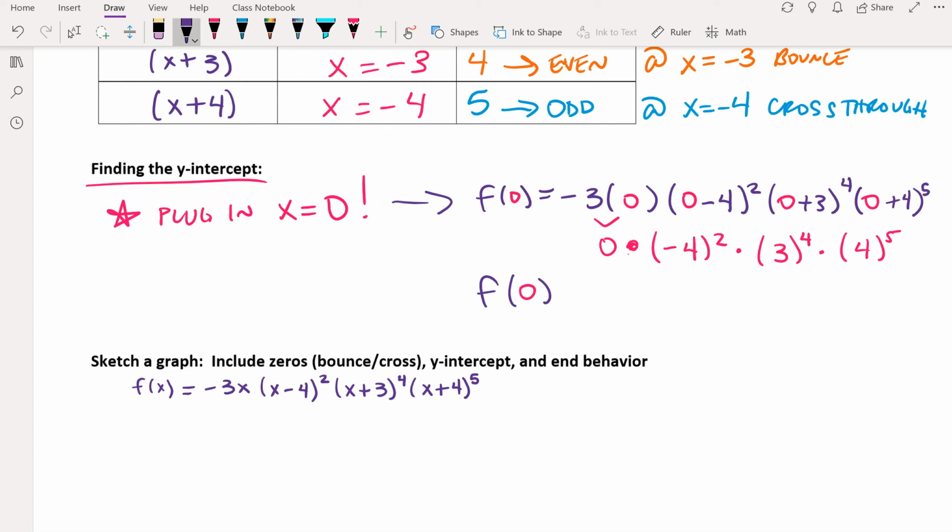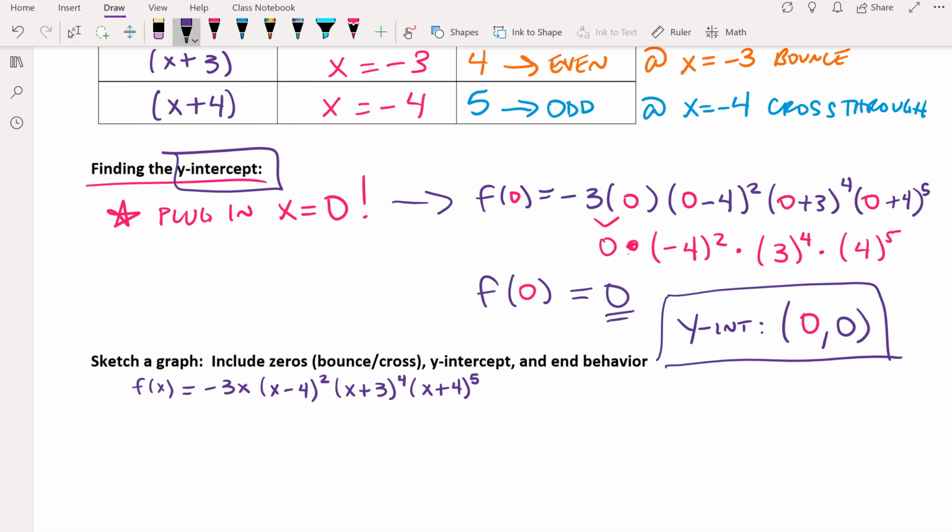So f of 0, when we plug in x equals 0, we get 0. So that means our y-intercept, what we were trying to find, y-intercept is a point. It's the point (0, 0). We plugged in x equals 0, comma, and then we got 0 for our y. Okay, so we know we can put that point on our graph, and we will do so. Let's go ahead and graph this function now. Let's put all this together.